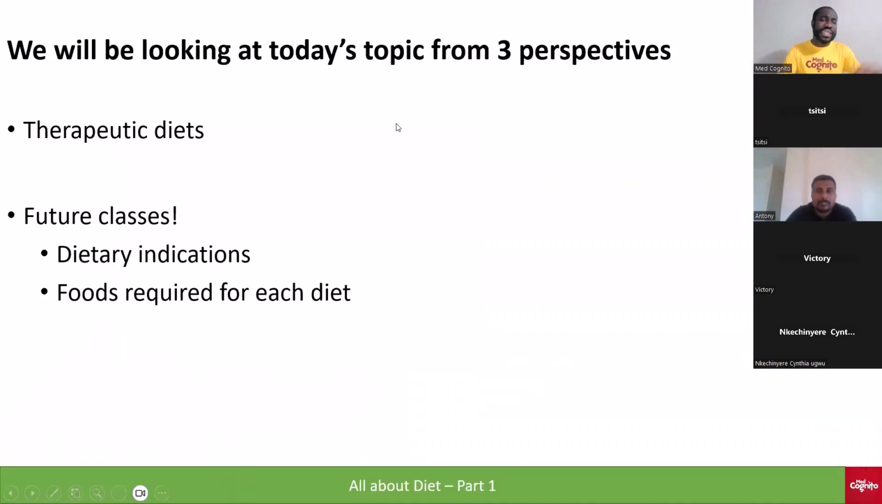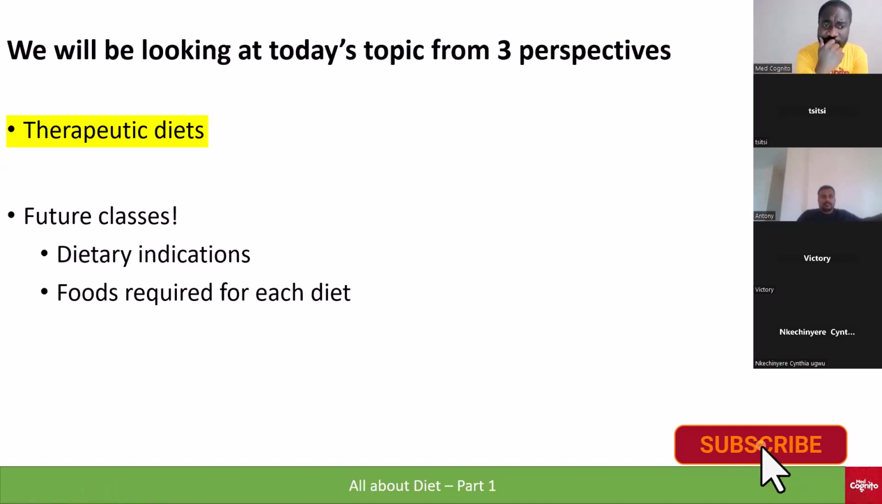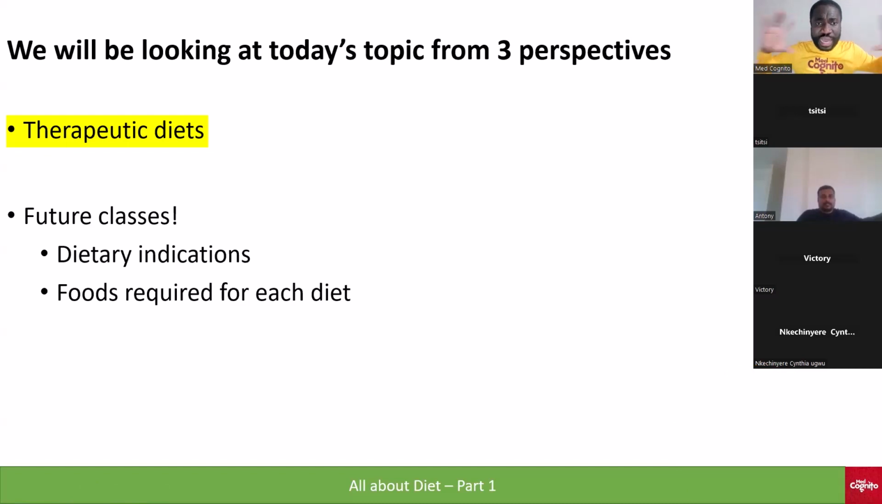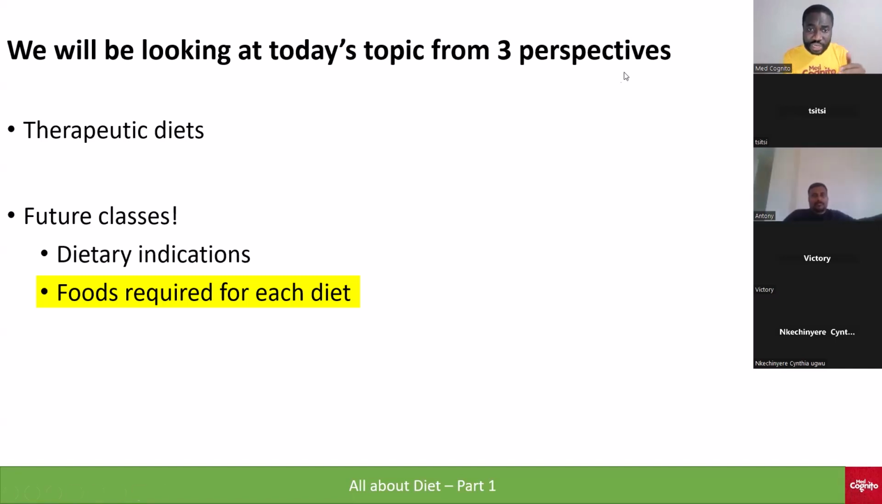So let's start. Today, we are looking at therapeutic diets. As I said, diet is very, very broad, and it's very confusing for a lot of candidates. So today, we are going to take it in bits, and we are going to start with therapeutic diet. In other classes, we look at dietary indications and foods which are required for diet. But for today, we are just looking at therapeutic diets. So we're just going to get into the game right away.